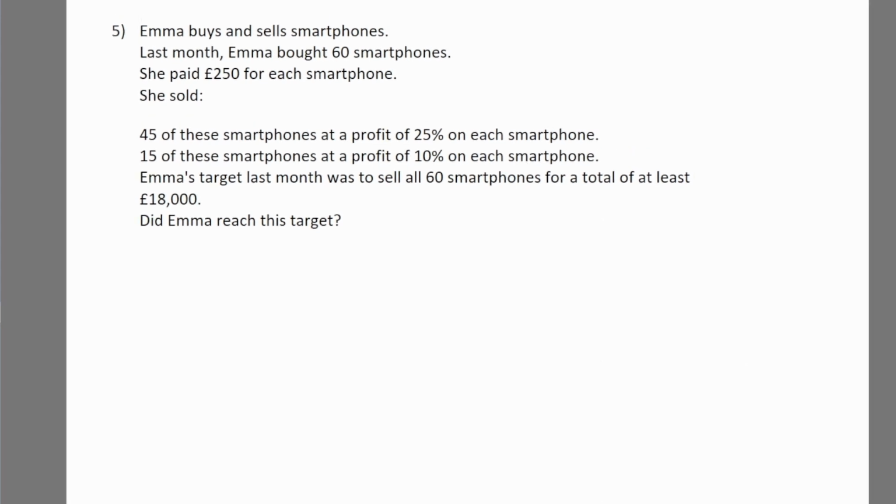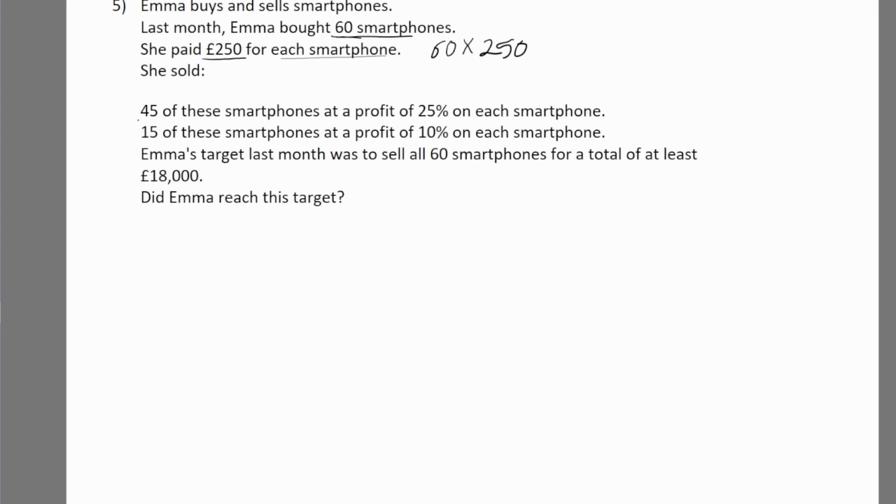Question 5. Emma buys and sells smartphones. Last month, Emma bought 60 smartphones. She paid £250 for each smartphone. So we can already know that if we want to know the total amount of money she spent on this, it's 60 multiplied by 250. Let's see what the question wants.